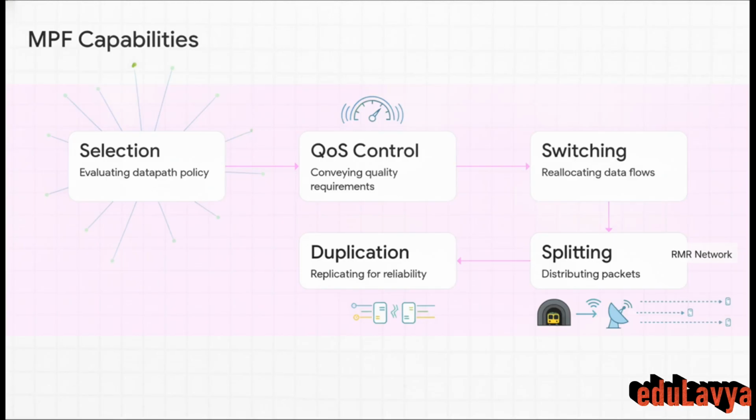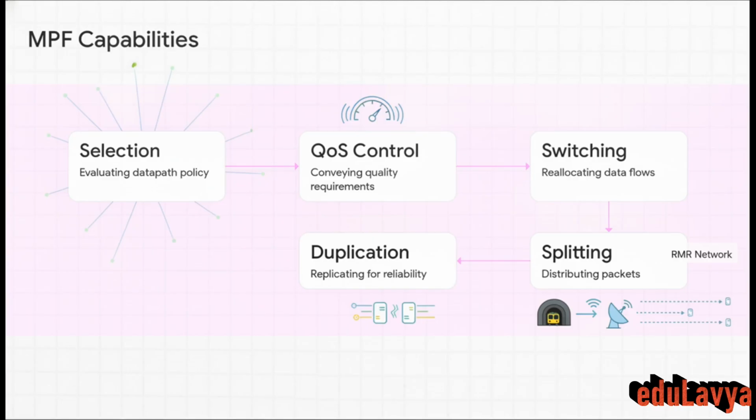Step 2 is QoS control, where it strictly conveys quality of service requirements to the underlying networks to ensure bandwidth is locked in. Step 3 is data path switching. Say a train blasts into a tunnel and loses public MNO coverage, the function instantly switches the data flow to the dedicated RMR network. Step 4 is data path splitting, distributing packets across multiple networks to vastly boost overall capacity for heavy tasks.